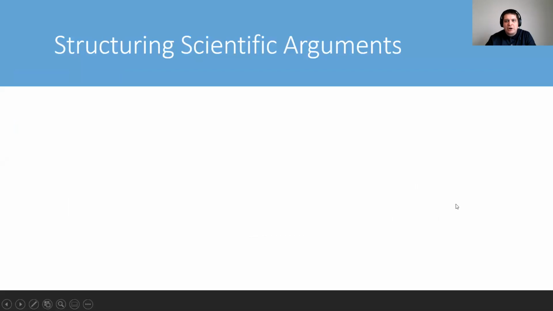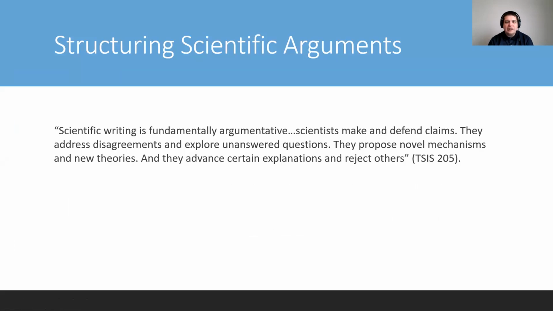So I want to draw here on the They Say, I Say chapter on writing and science. And I think it's a really useful summary of how this could work and applies the basic model well. I like the point that the author makes to start off with, that scientific writing is fundamentally argumentative because scientists make and defend claims, they address disagreements and explore unanswered questions, they propose novel mechanisms and new theories, and they advance certain explanations and reject others.